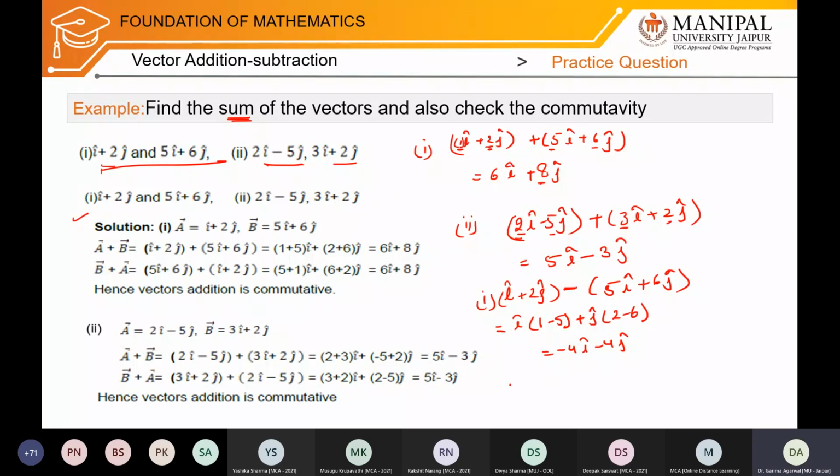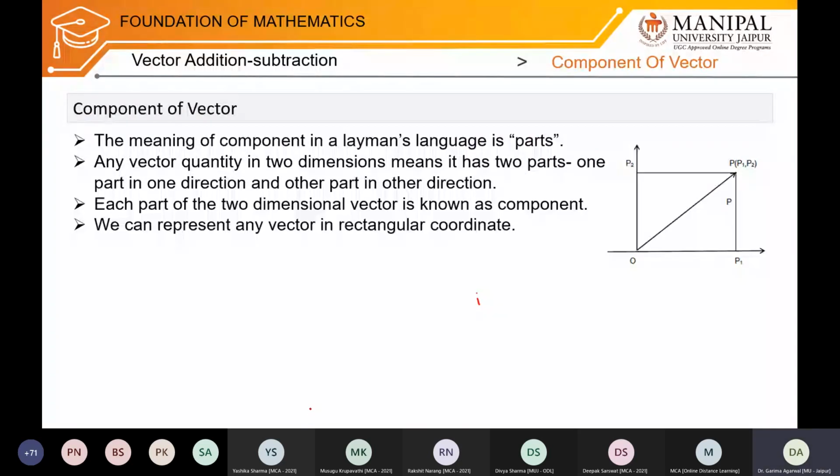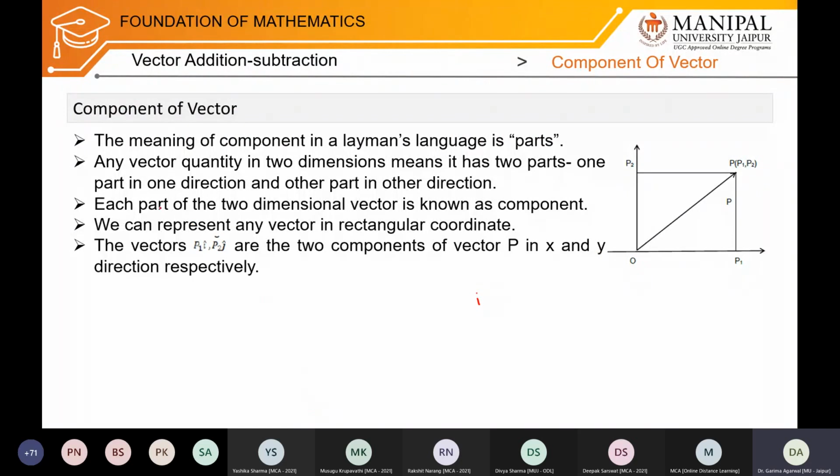Clear? This is the subtraction of vectors. Clear? Also we can check the commutativity: A plus B is equal to B plus A. We can see that we are just adding the coefficients. So 1 plus 5 is also equal to 5 plus 1, right? So A plus B is equal to B plus A. So addition is commutative.